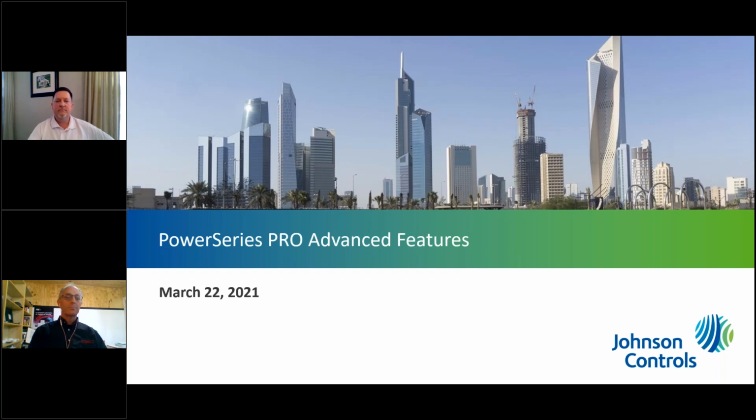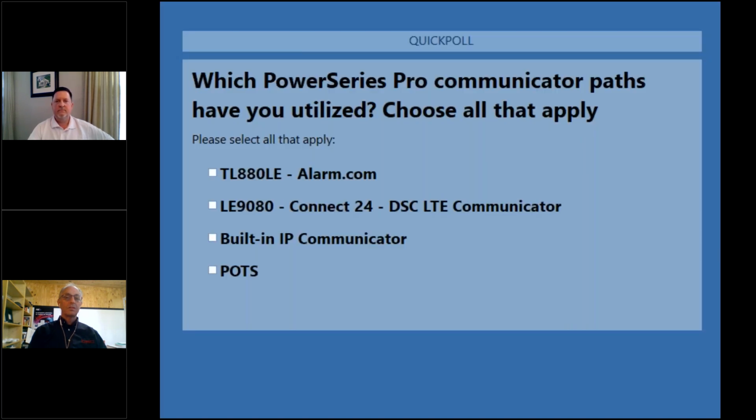Two more. So when you've installed a PowerSeries Pro, for those 1/3, which communicator paths did you utilize? This is a choose all that apply. So the ADC communicator, the C24 communicator, the built-in IP, and/or POTS. So let's see. Nobody for POTS. Not a surprise there. 85%, 75% on alarm.com. Very interesting. Almost 0 on the Connect 24 communicator. So 80% alarm.com and 20% using the built-in IP communicator. Very interesting. All right, we'll close that.